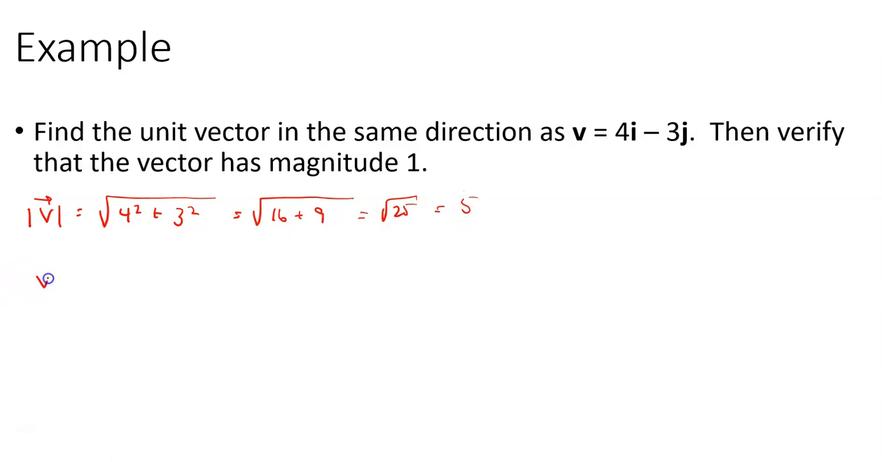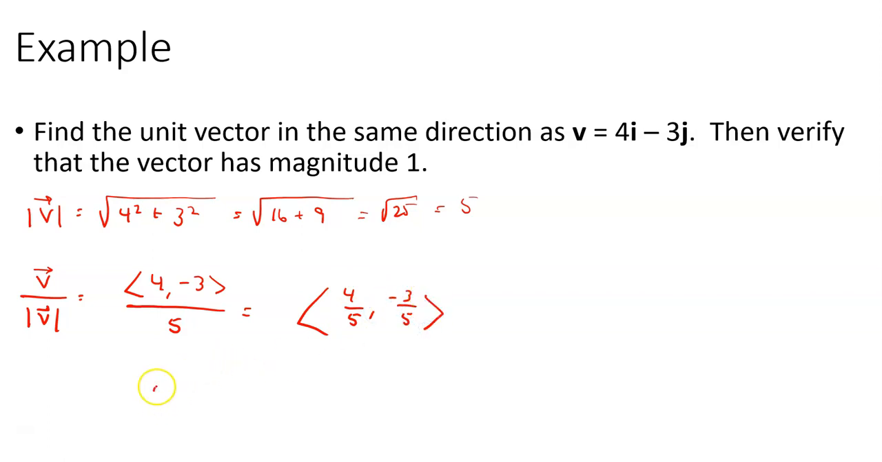So then we apply that formula. We take vector v, we divide it by the magnitude of vector v. So vector v is 4, negative 3. We're going to divide it by the magnitude, which is 5. So we get a new vector that's got a horizontal component of 4/5, a vertical component of negative 3/5. Or we could write it as 4/5 in the i direction minus 3/5 in the j direction.